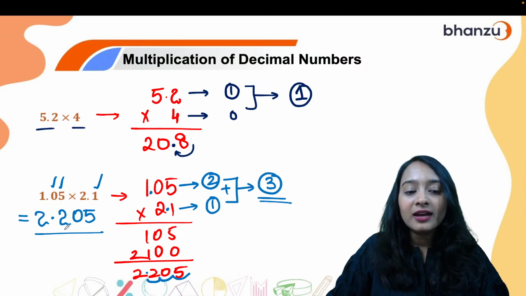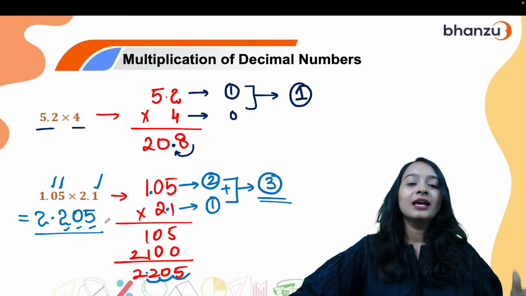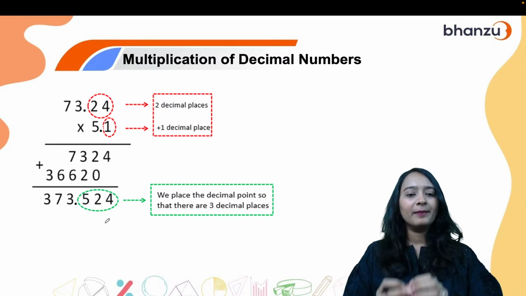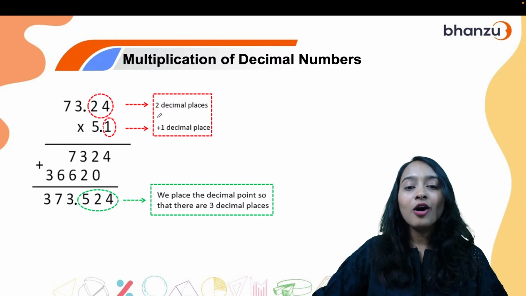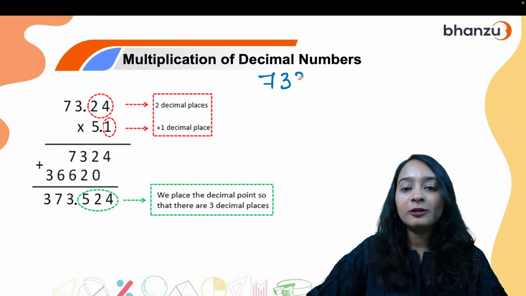So how do we check? You should be having 3 digits after the decimal point in the answer. So this is how you multiply numbers. Be it very big numbers or small numbers, just follow this. Here also, let us multiply the numbers 7324 with 51.